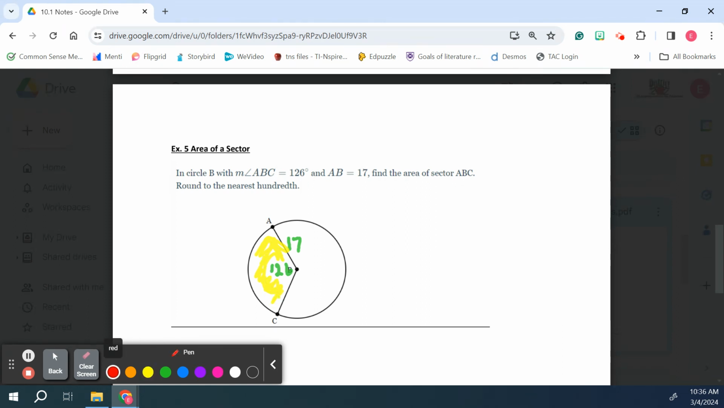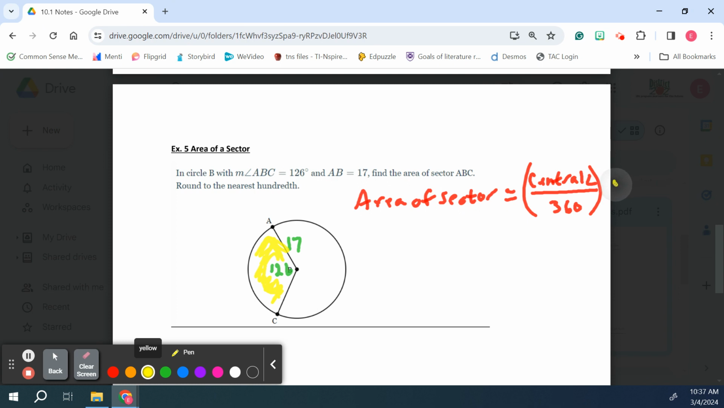Now the formula for this, area of a sector, is equal to the central angle divided by 360 degrees, and we're going to multiply that by pi times r squared. So what's happening here is we're basically getting just this portion, and then we're multiplying it by the total area. But that portion is all we're going to get back. All right?